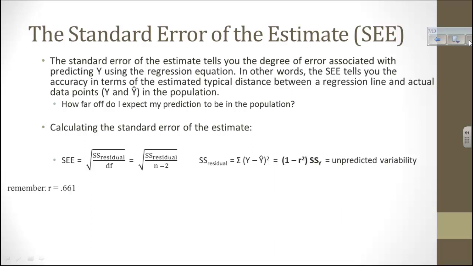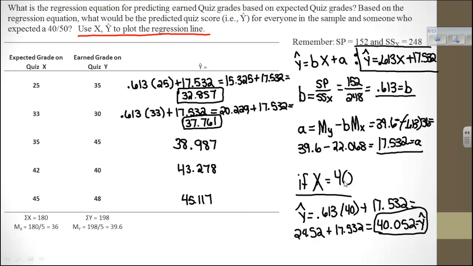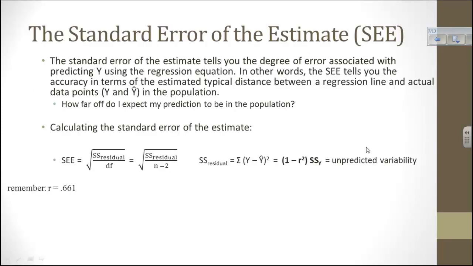All right, so the standard error of the estimate tells you the degree of error associated with predicting y using this regression equation. So remember, the regression line won't always perfectly fit the data. So maybe someone with an expected score of 40 doesn't actually get a 40.052 earned grade on the quiz. Even if our regression equation is significant, which we'll test for here in a little bit, you're going to expect some error. And that amount of error that you would expect between any expected or predicted value of y and the actual value of y that you'd see in the population, that's your standard error of the estimate.